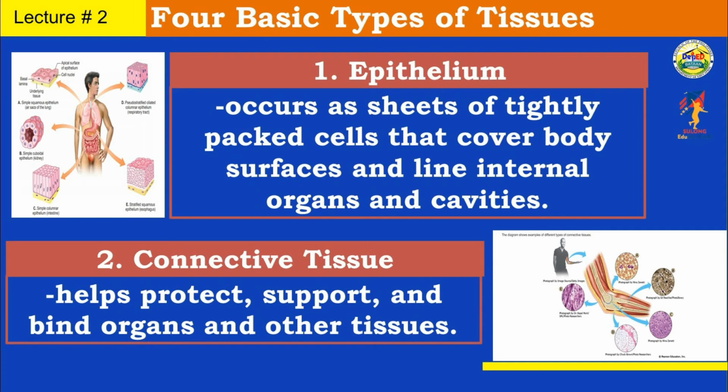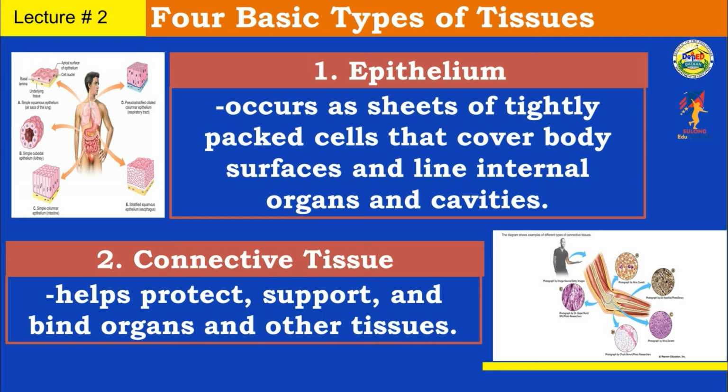Our body is composed of four basic types of tissues. First, we have the epithelium. So, epithelium occurs as sheets of tightly packed cells that cover body surfaces and line internal organs and cavities. So, the epithelial tissues are widespread throughout the body.